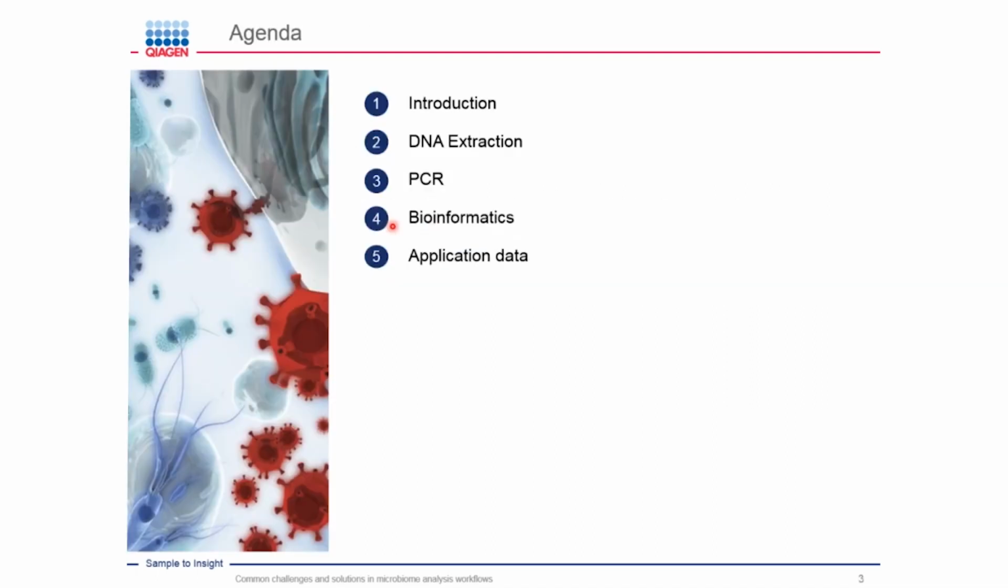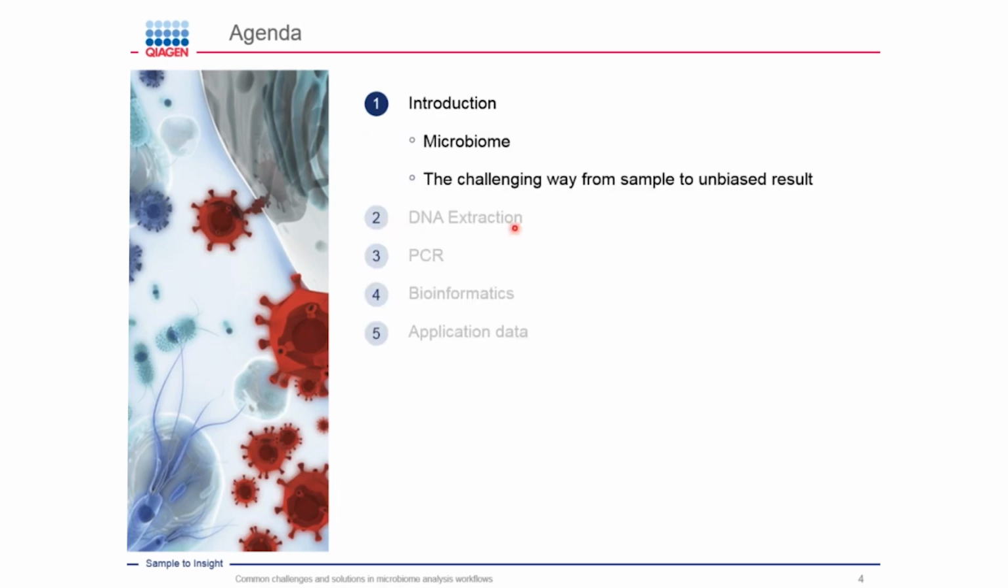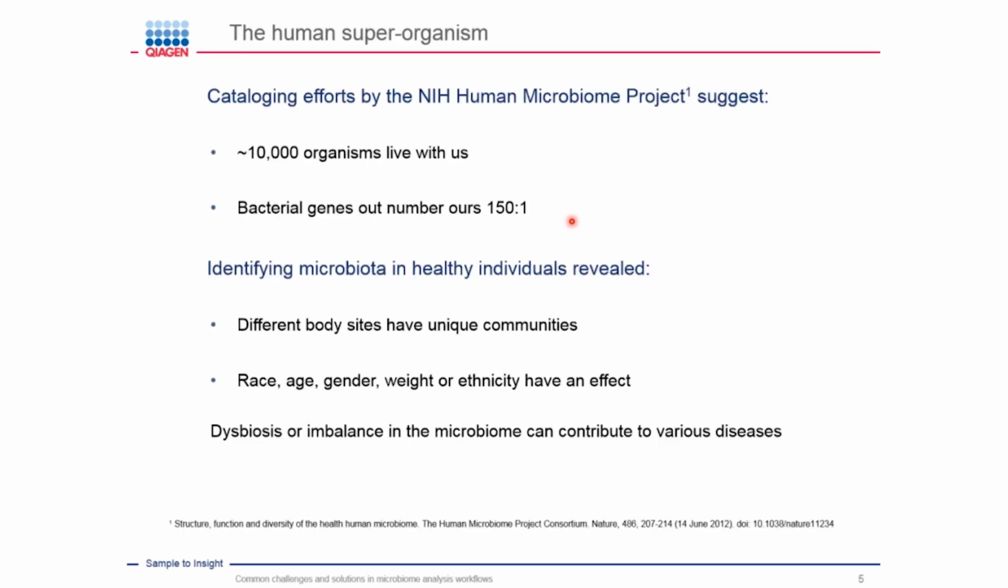So I would like to start with a bit of background first. What about the microbiome? Where do we come from? What is currently the situation? And also, what are the challenges you have to get from a sample to an unbiased result, because it gives you no benefit if the results you get out of NGS, for example, are not displaying what you had in your sample. So let's start first with us, the human superorganism.